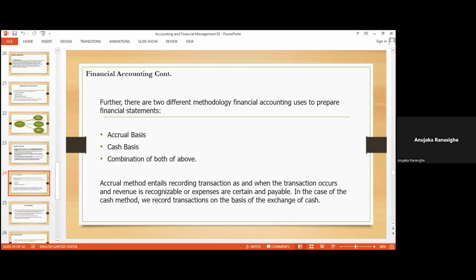Another one is cash basis. All the received cash amounts are used to prepare financial statements.